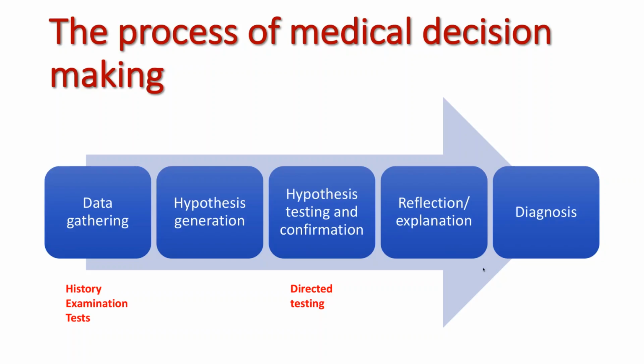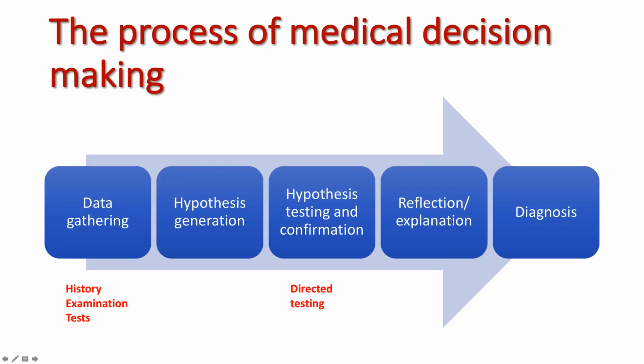So this is the process which, if you take Daniel Kahneman's System 2, is how it will happen. First, the basic process is data gathering, which includes taking a history, doing a physical examination, and then thinking of what tests to order. Using this data, you generate a hypothesis. Once you have generated a hypothesis, you need to test it. You can do this by asking some leading questions to confirm, at least from the patient, whether your hunch is correct or not, and also by doing some directed diagnostic testing.